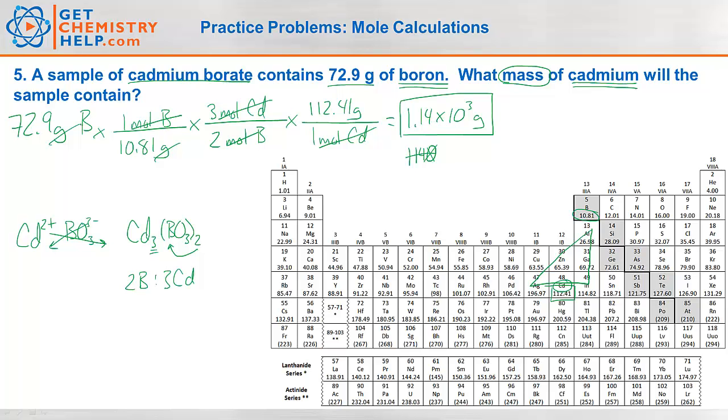Now, one other thing to note, when you're punching this in your calculator, remember, you want to multiply by anything that is on the top, and you want to divide by anything that is on the bottom. So you're going to enter 72.9 times 3 times 112.41 divided by 10.81 divided by 2. Or you can just work left to right and say 72.9 divided by 10.81, because it's on bottom, times 3, it's on top, divided by 2, because it's on bottom, times 112.41. And you should get this for your answer.